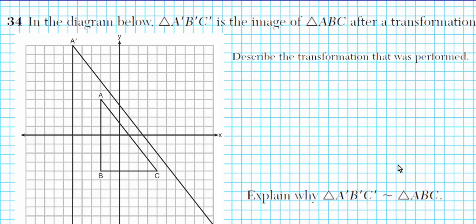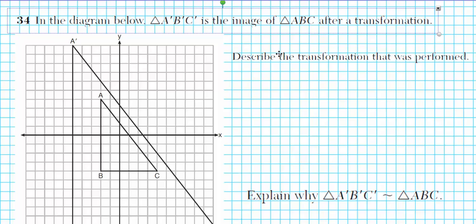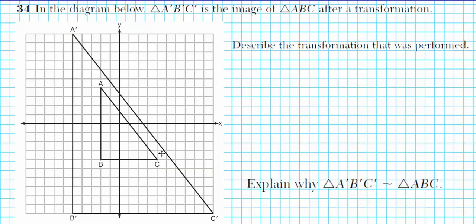All right, let's take a look at question 34. It says in the diagram below, triangle A prime, B prime, C prime is the image of triangle ABC after a transformation. First question, describe a transformation that was performed. Now, if you look at A prime, B prime, C prime, it is bigger than A, B, C, okay? So if there is an alteration in size, there's automatically a dilation. We have a dilation going on here, okay?